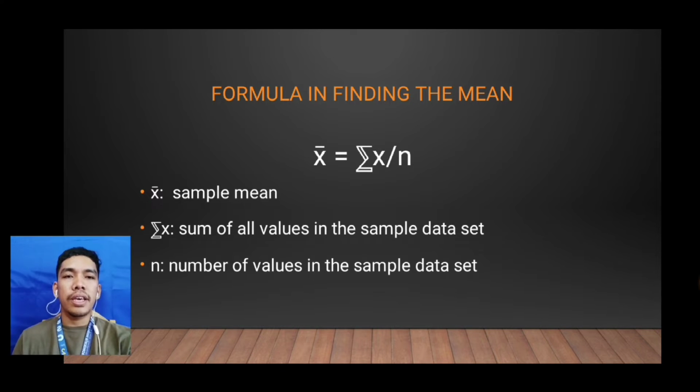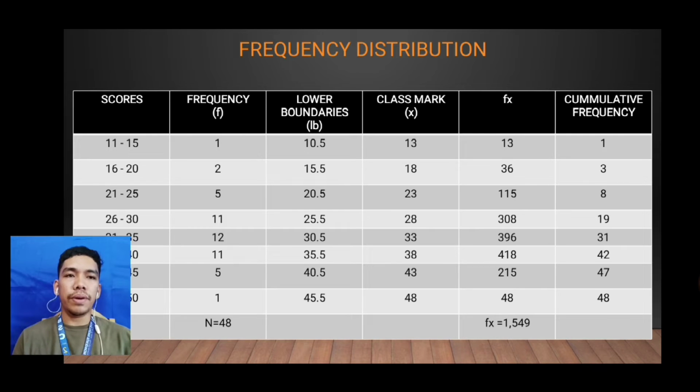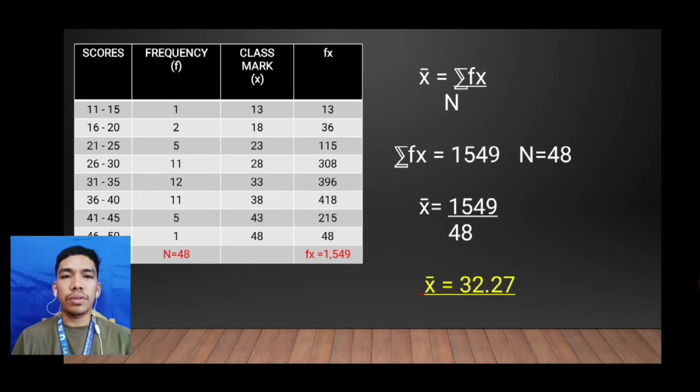Here is the frequency distribution for which we are going to find the mean. Since we are finding the mean, we are not using all of these data. We are only using the score, the frequency, the class mark, and the fx. It's not necessary to use the lower boundaries and the cumulative frequency in finding the mean.